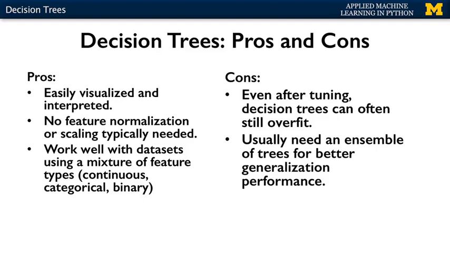One drawback of decision trees is that despite the use of pruning, they can still overfit on all or parts of the data and may not achieve the best generalization performance compared to other methods. One way to overcome that problem is to create what's called an ensemble of decision trees, which combines multiple decision trees to make a prediction. And we'll look at ensembles of decision trees in a following lecture.